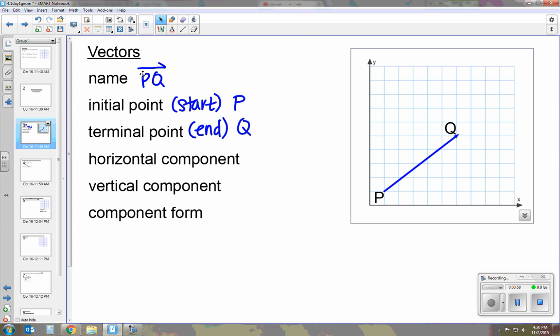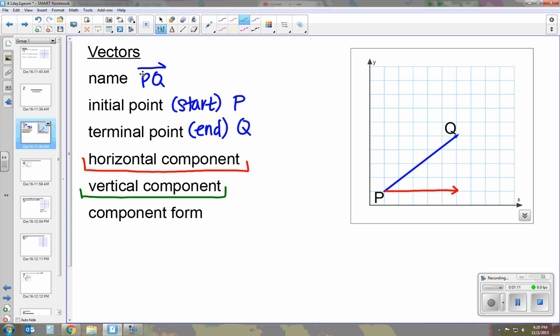And there is a horizontal component, meaning how many units did it move horizontally from P to Q, and this is moving to the right. And then there's a vertical component of how many units it moves from P to Q vertically, and that moves up from P to Q. So if it's moving right, it's going to be positive. If it moves left, it's negative. And if it's moving up, it's positive. And if it's moving down, it's negative.